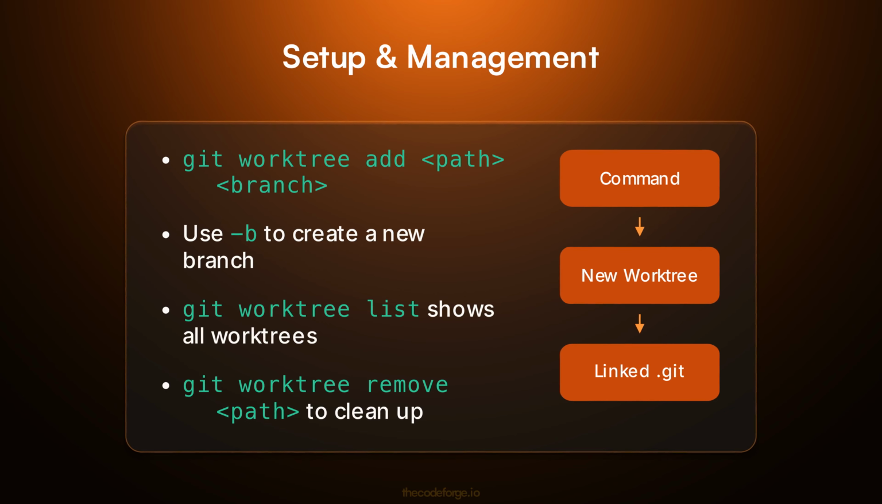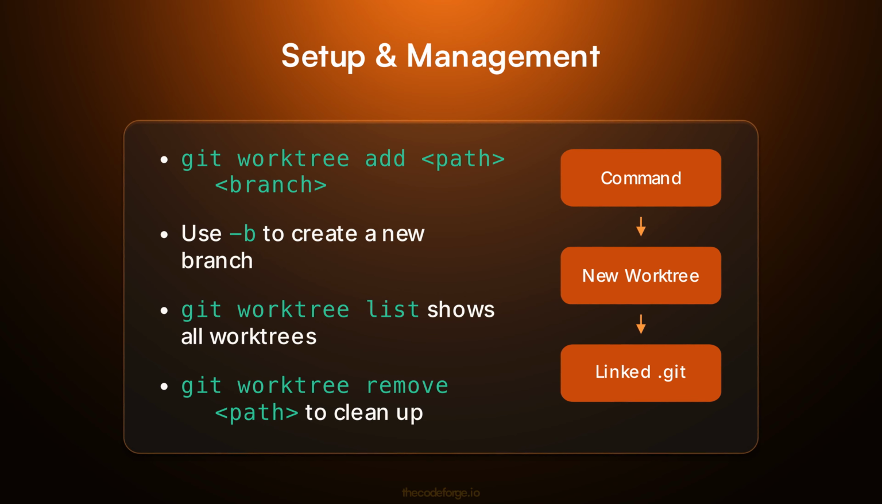Creating a worktree is simple. Run git worktree add with a path and branch. Git creates a new directory with that branch checked out. Use list to see all worktrees and remove to delete them cleanly.